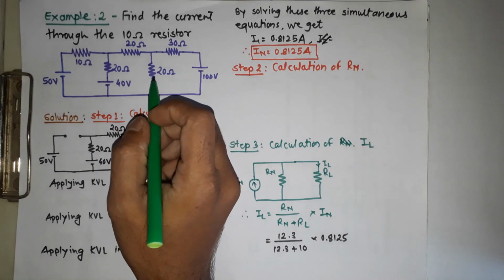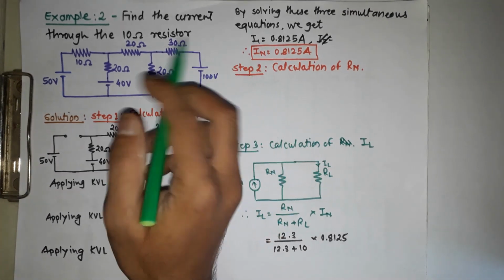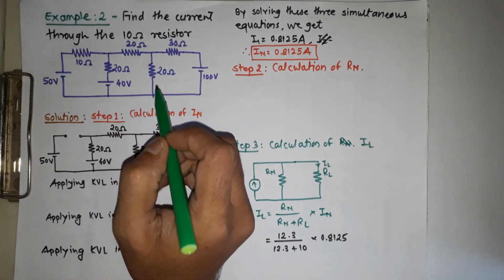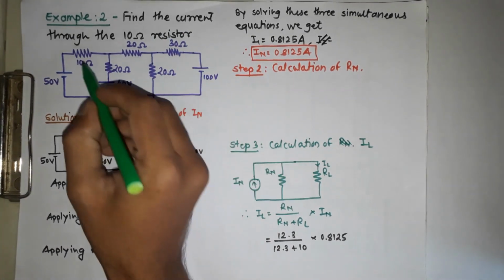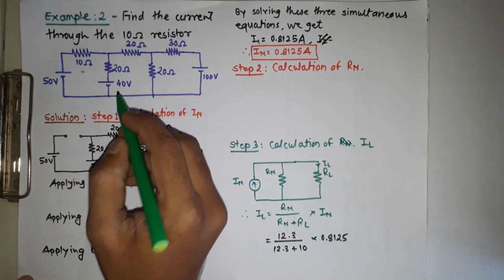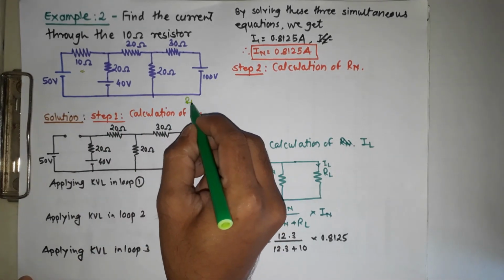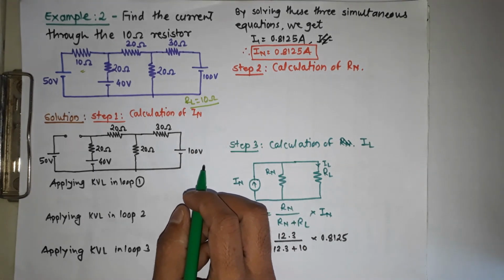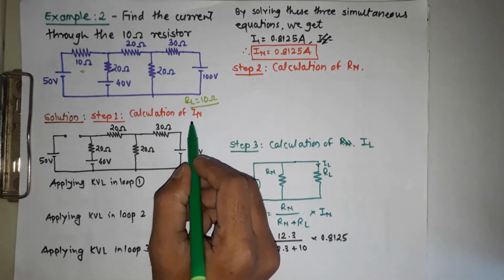We will take the second example on Norton's theorem. The example is: find the current through the 10 ohm resistance. That means this 10 ohm resistance is a load resistance RL, so here RL is equal to 10 ohm. We know that the first step is calculation of IN.